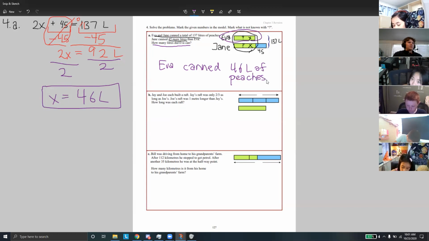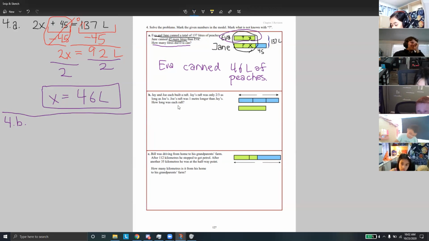Great, next question. 4B. So Jay and Joe each built a raft. Jay's raft was only 2/3 as long as Joe's. Joe's raft was 1 meter longer than Jay's. How long was each raft? You guys might have slightly different numbers, but it's the same concept, just follow along.